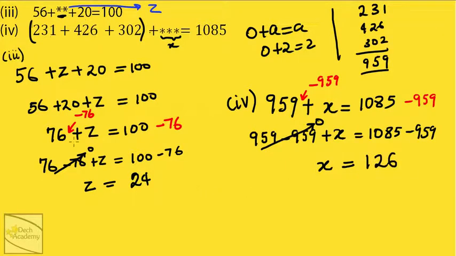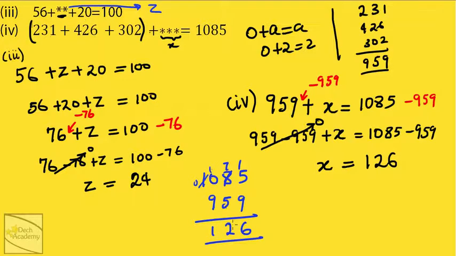So we can do that here. So x is 126, so I'll just show you. 1085 minus 959. So I have to borrow, 15 minus 9 is 6, 7 minus 5 is 2, 10 minus 9 is 1.